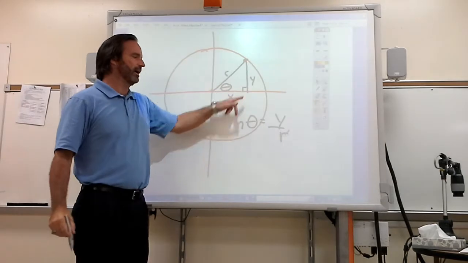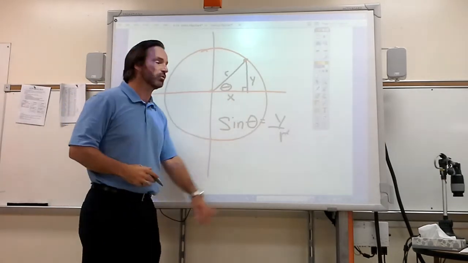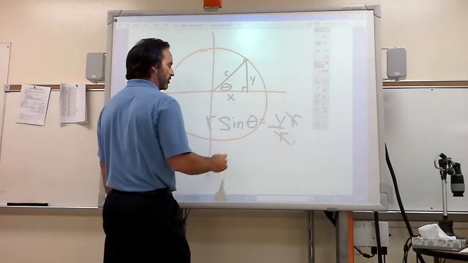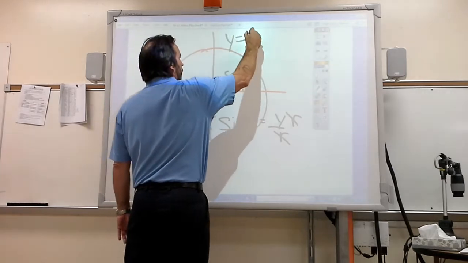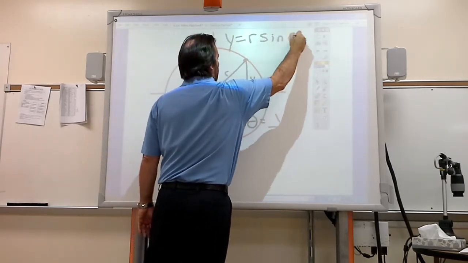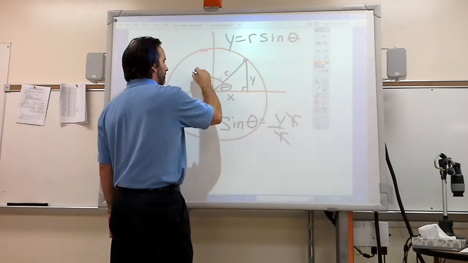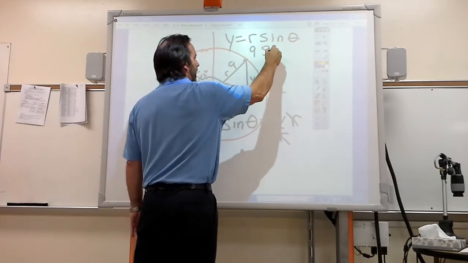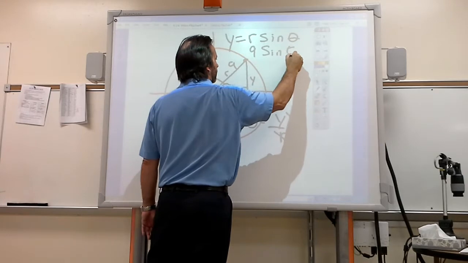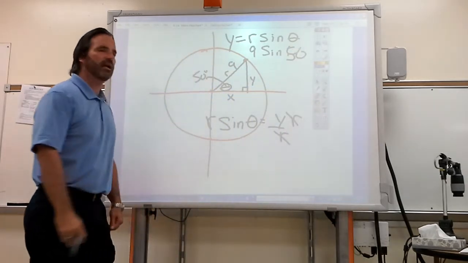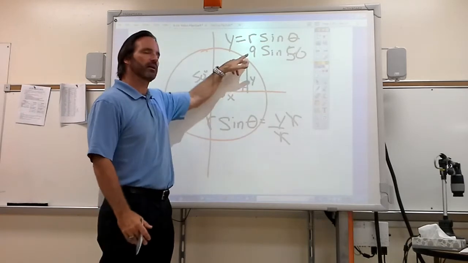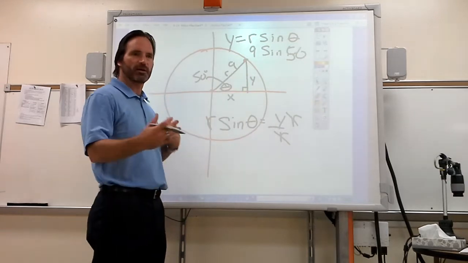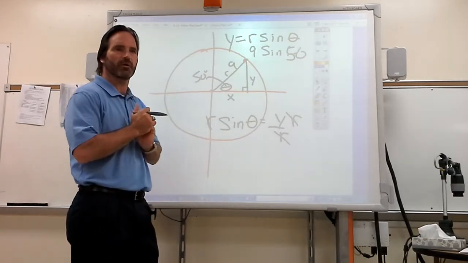Well, let's solve for y. Let's get rid of this divide by r, so we're going to multiply both sides by r. R over r cancels out, so y equals r sine theta. Y equals radius sine theta. If theta is 50 degrees, and let's say my radius is 9, that would be 9 times sine of 50. Anytime you've got a vector or a radius, your vertical component will be that times the sine of theta. That's your y, just by knowing your sine of theta.